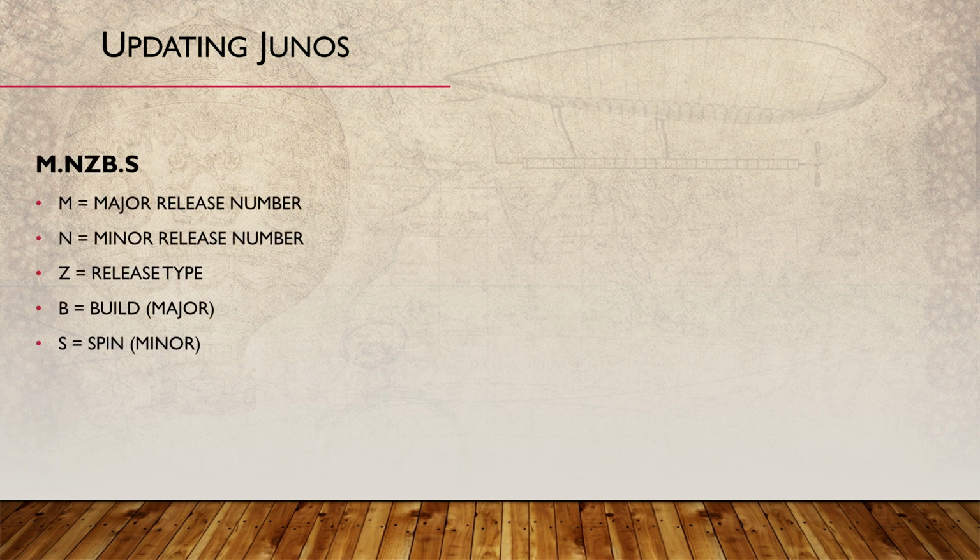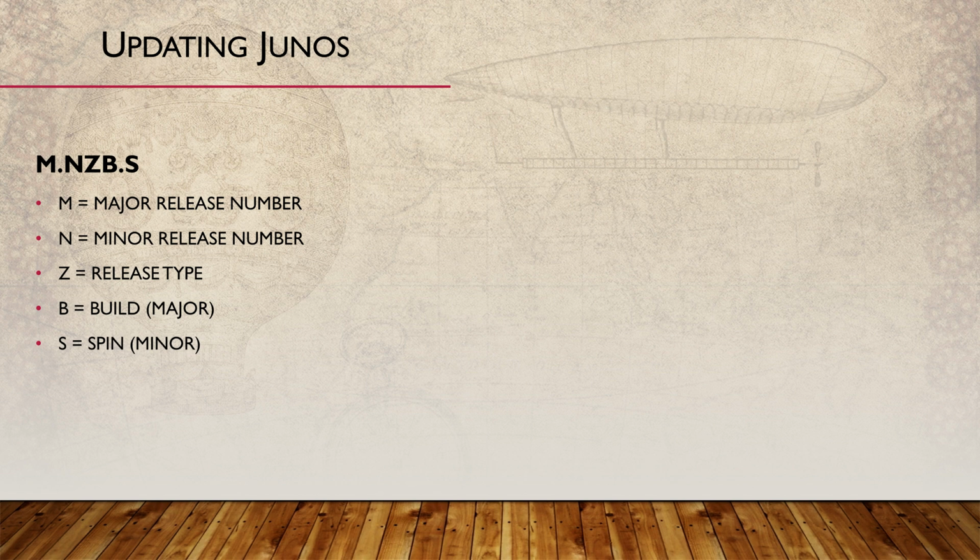We should probably look at how to decode Juniper's versioning system. If you're thinking, why bother learning this? Well, one reason is if you're going to do the exam, you'll probably get tested on this. I know I was. This is the format of a Junos version number.